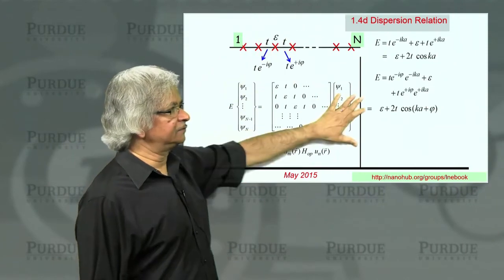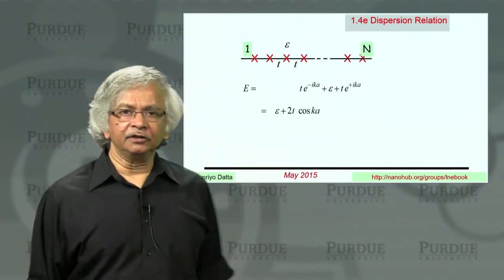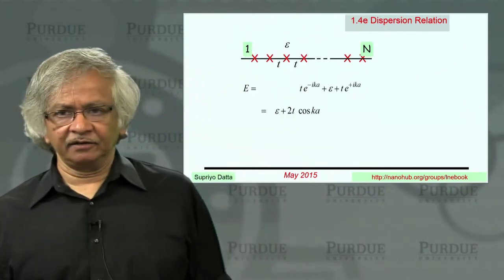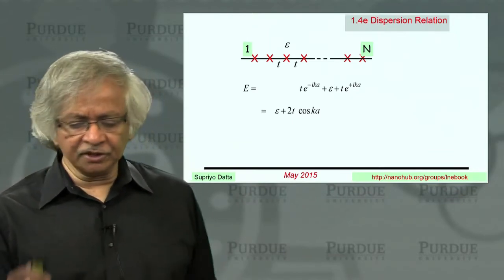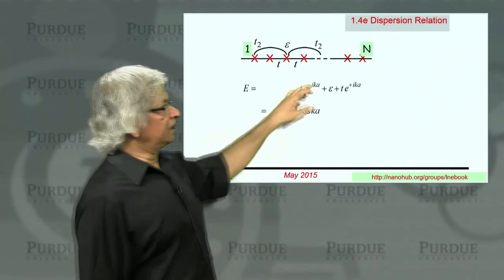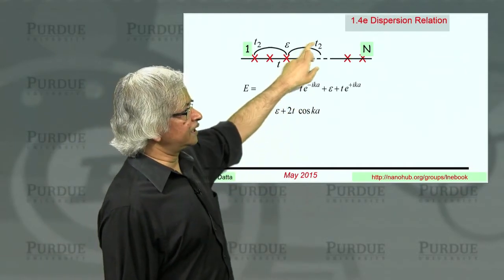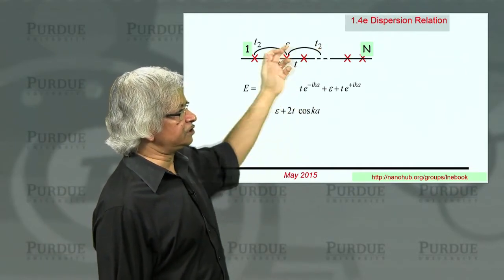Similarly, if you wanted to include, say, next nearest neighbor, as I mentioned, our models are usually nearest neighbor, but supposing you wanted to use a model in which a point is also connected to the next one over, and we call that t2.